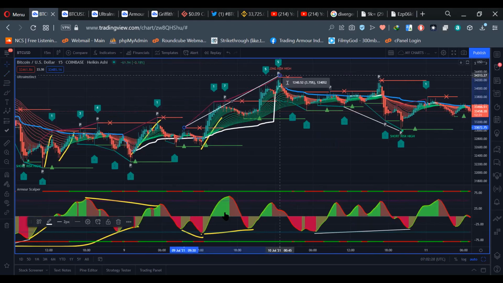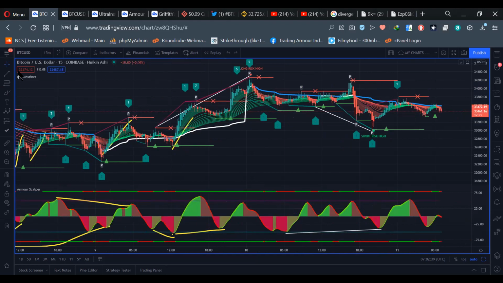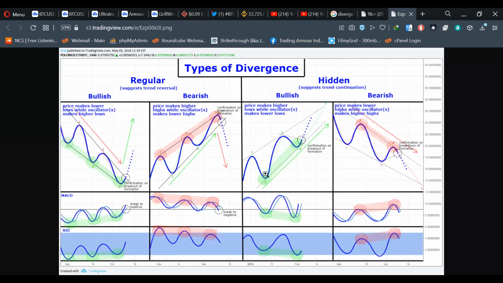Higher high, and now indicators are forming a lower low. Example like this. Oh, I merged it. See, lower low. Now price will go down. This is the example of bearish divergence.